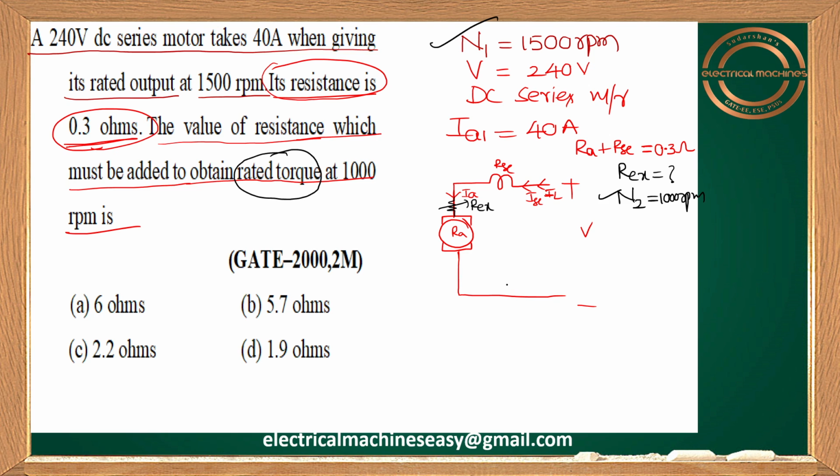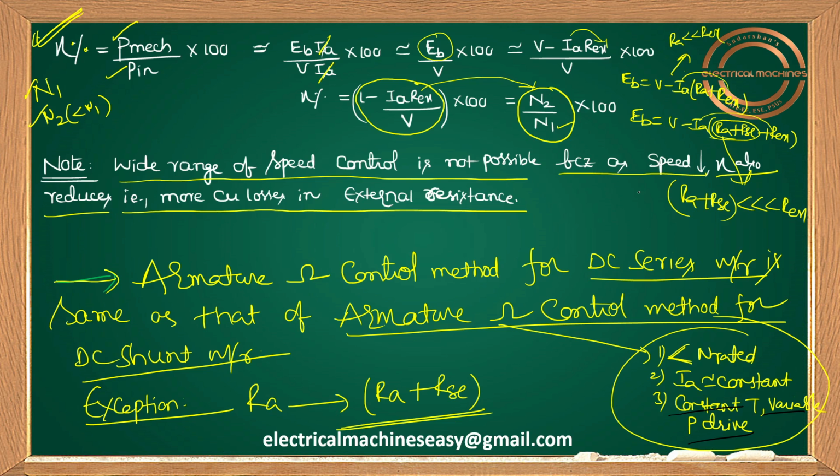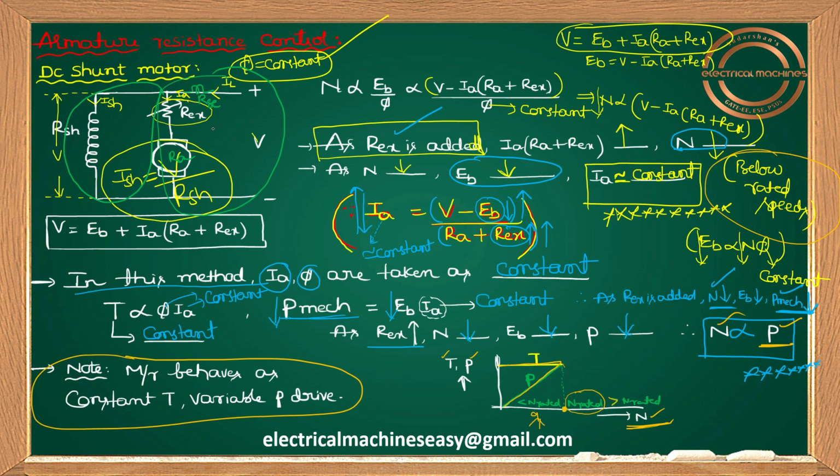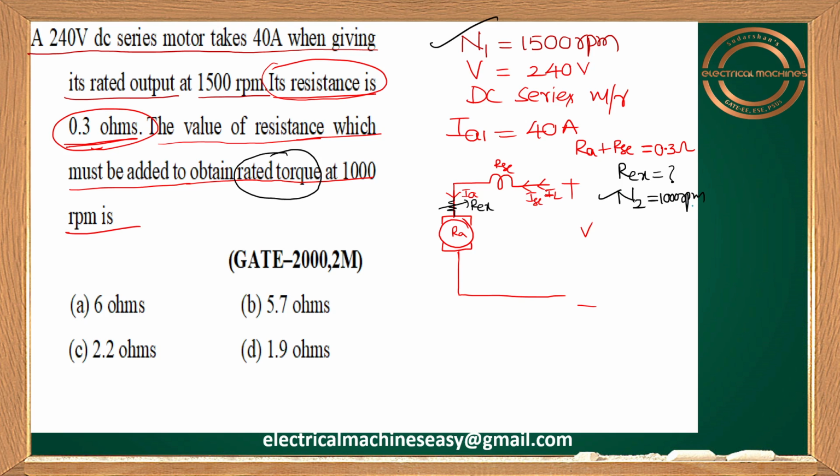So now, what are we asked to find? He's asking to find Rex. I told you in the armature resistance control method, one thing you have to remember, a very important point. I'm just showing it for a DC shunt motor, but the same is applicable for a DC series motor also. In the armature resistance control method, IA should be taken approximately constant. That is a very important hint for this question.